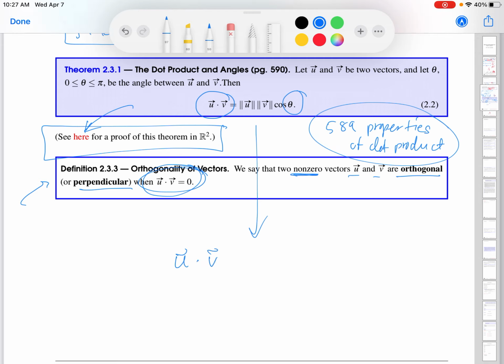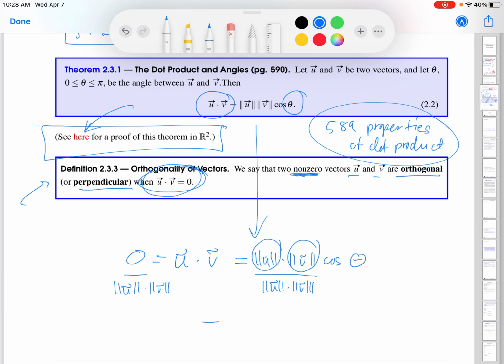If u dot v is 0, and knowing that this is equal to this expression, then as long as the vectors are non-zero, which is part of the reason that it's assumed here, then the lengths are non-zero. This goes back to a property we talked about in a previous video. So we can divide both sides of the equation by this length, and we get cosine of theta equals 0.